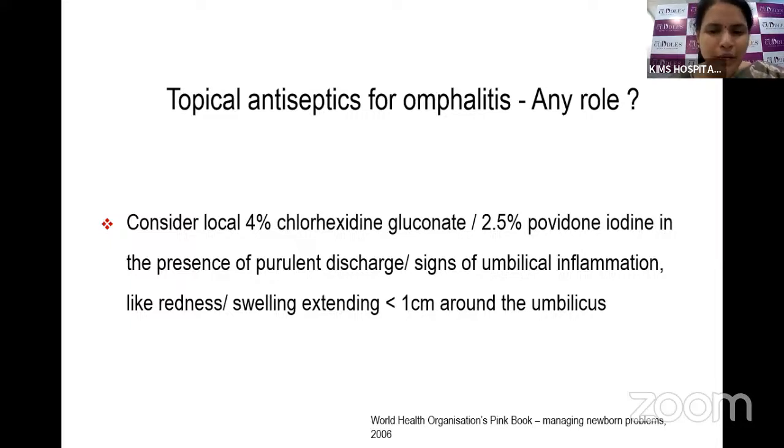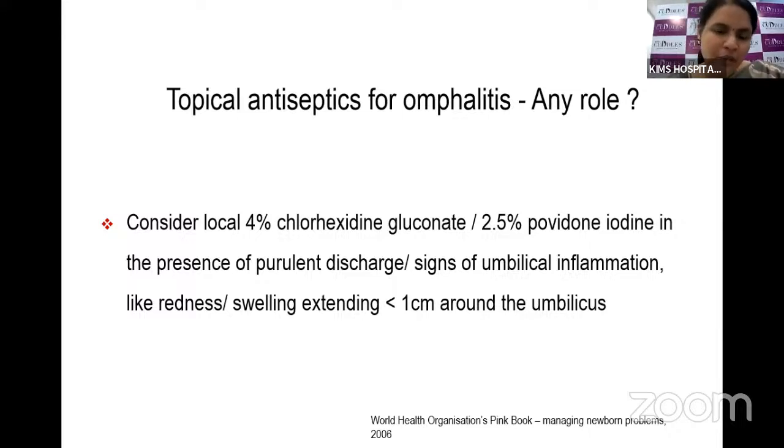Now, is there a role for prophylactic topical antiseptics to prevent umbilical infection or omphalitis? There are some studies, large cluster randomized trials, where 4% chlorhexidine gluconate has been used prophylactically for swabbing the umbilical stump. And this strategy has been shown in large studies performed in the lower middle income countries, particularly in the Southeast Asia subcontinent, to show that there is some evidence to prevent omphalitis or early onset neonatal sepsis. So consider local 4% chlorhexidine gluconate or 2.5% povidone iodine if there is only localized infection.